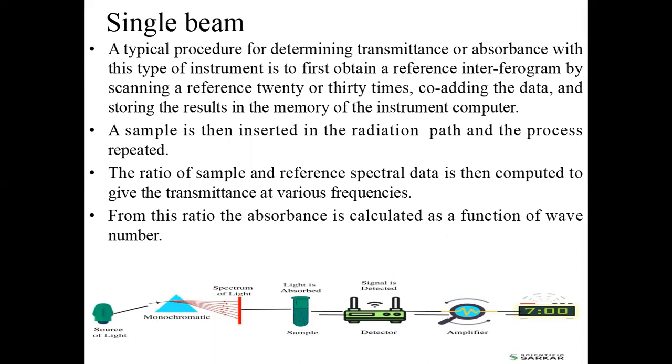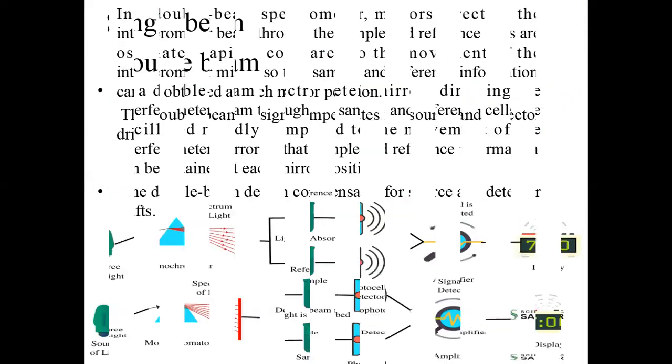And in this diagram, we can see light comes from a source of light, and there is one monochromator which splits the light, and a spectrum of light is obtained. The light is absorbed by a sample, and then there are detectors which detect the signals, and at the end there is an amplifier which amplifies the signals, and at the end we get the value.